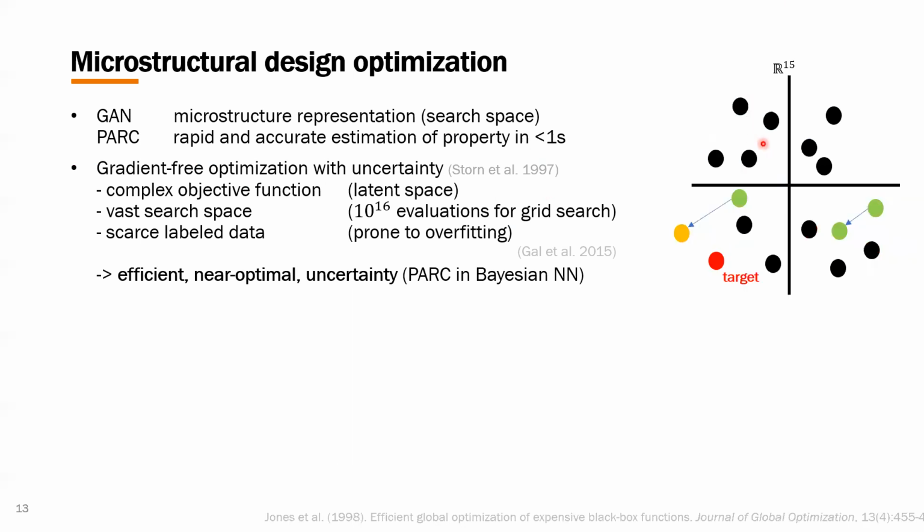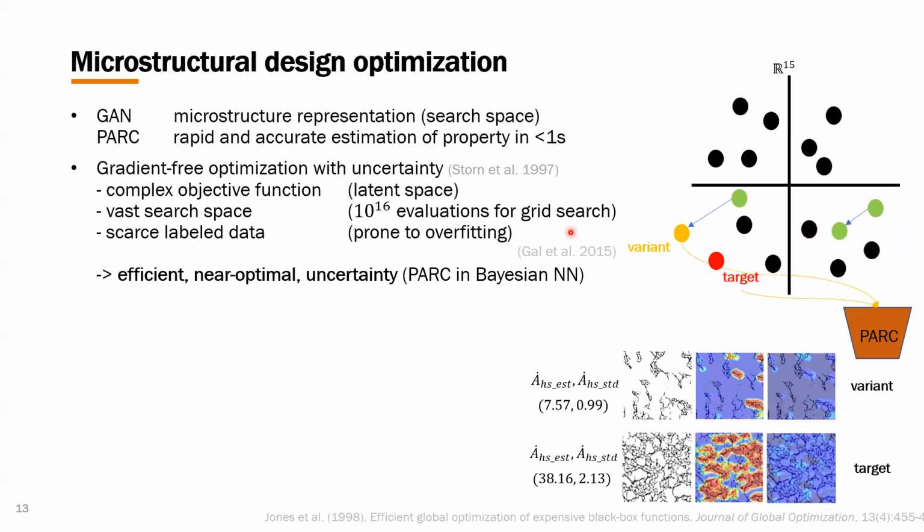The optimization method works as follows. The population of microstructures is randomly generated in the search space. Each of the microstructures creates a variant microstructure by taking weighted vector differences using other microstructures in the population. Then PARC comes into play and rapidly estimates the property of the target and variant, then determines whether to update the population or not by comparing their estimated property. For example, if we are optimizing for the more sensitive microstructure, we will not update the population for this variant.